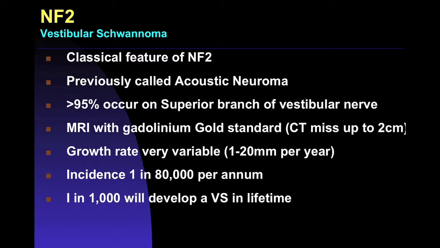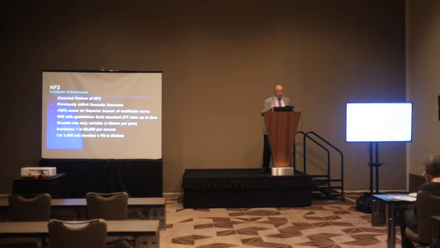So, vestibular schwannoma, the classical feature of NF2. In the past, it was thought that nearly all of the tumors occurred on the superior branch of the vestibular nerve. We now know that's not the case. It occurs equally on both branches. And often in NF2, it's like a bunch of grapes. It's not a single tumor. It's lots and lots of little tumorlets. That makes surgery more difficult. That makes radiation treatment more difficult. And that is why the results are poorer for hearing preservation, for facial nerve preservation in NF2 compared to the general population.